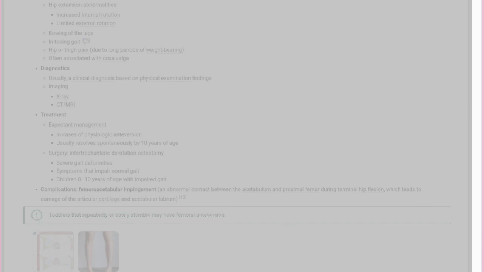Femoral retroversion. Definition: a backward rotation of the femoral neck in relation to the femoral condyles due to a decreased femoral anteversion angle. Etiology: physiologic; congenital, genetic predisposition, abnormal intrauterine position of the fetus; trauma, for example femur fracture.